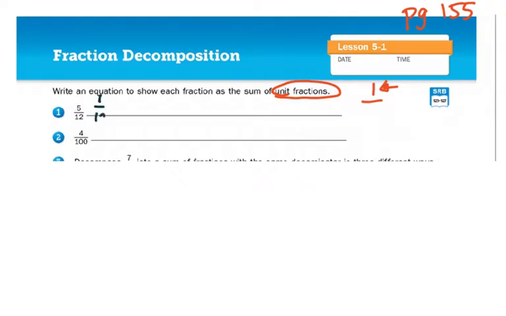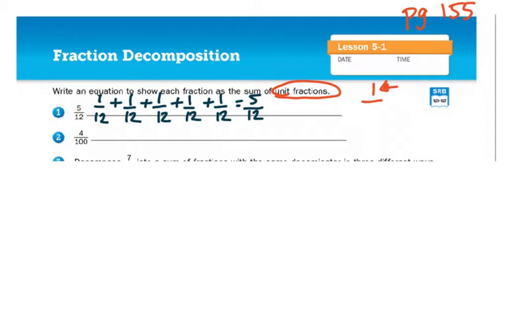Here's 1 unit fraction. Remember, we're using 12s for this whole first problem. So 1/12 plus 1/12, writing with me, plus 1/12 plus 1/12 plus 1/12, together gives me a sum, and sum is what you do when you add 12s.